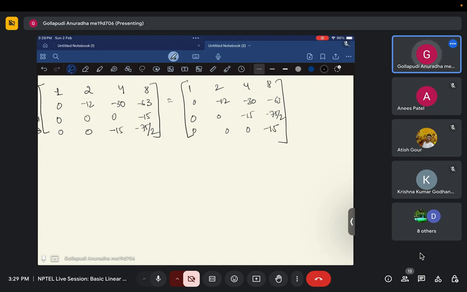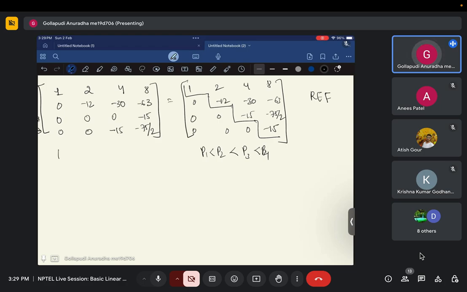So this is row echelon form. Do you understand? This is in the form where all the pivots, see, the column number is strictly increasing, so the pivot column of row 1 is less than that of row 2, and so on. So this is row echelon form.